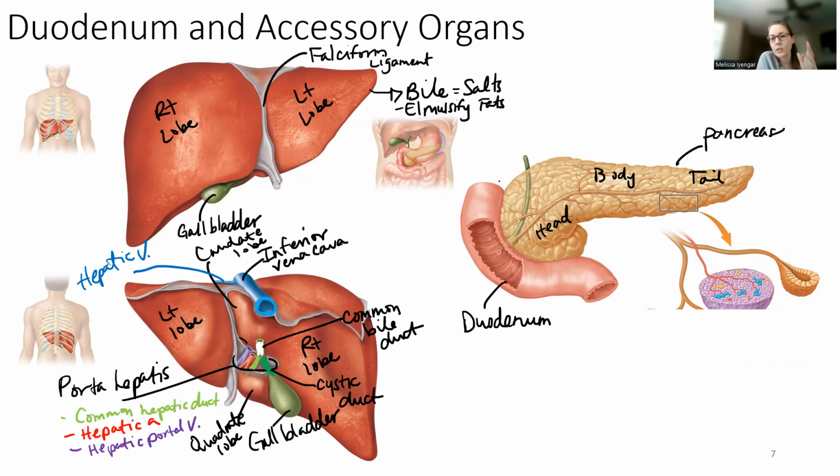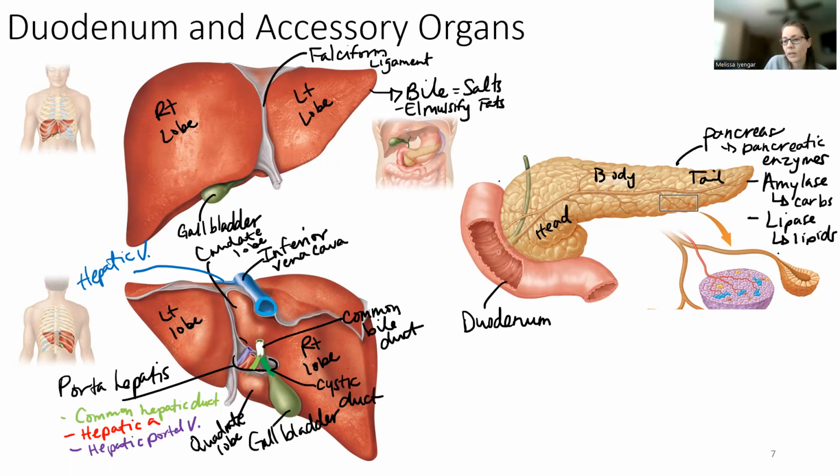Okay. The pancreas has two functions. The one that you want to know right now is that the pancreas makes pancreatic enzymes. These enzymes include amylase, which breaks down carbs. It includes lipase, which breaks down lipids. And then it also includes, I'm going to put it down here, trypsin and chymotrypsin to break down proteins.